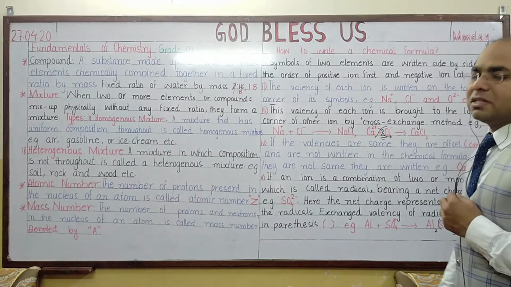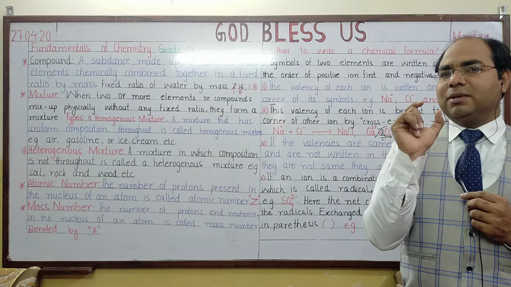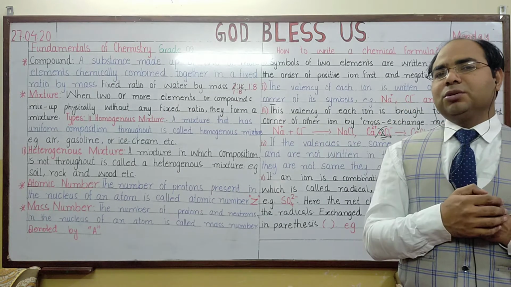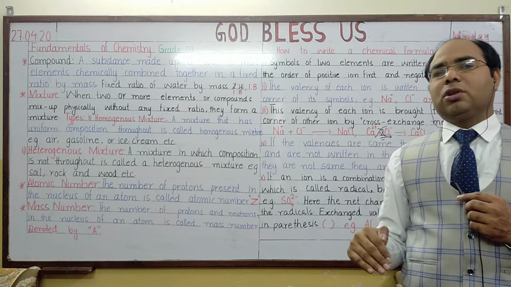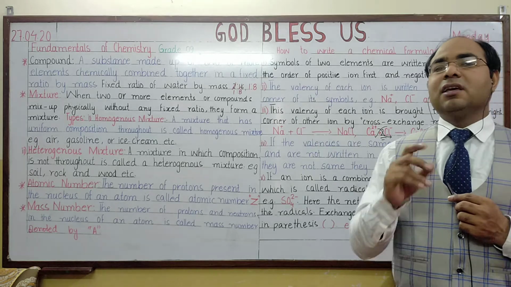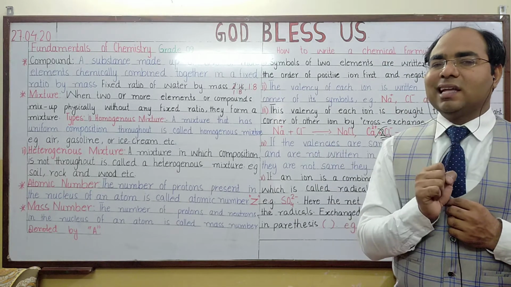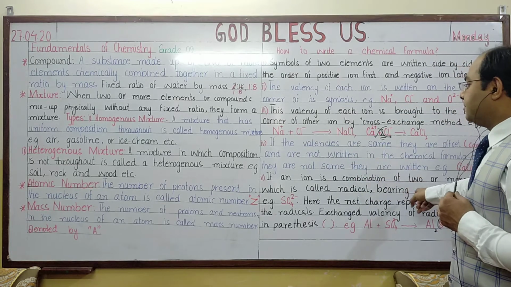So I hope you have some idea about the 4 steps. Firstly, the symbols of the elements are written side by side, positive ion first, negative ion later. Then number 2, valencies are written at the top right corner. Number 3, valencies are brought to the lower right corner by the cross exchange method. And number 4, if they are the same valencies, they are cancelled, but if they are not the same, they are written. I have told you both examples.